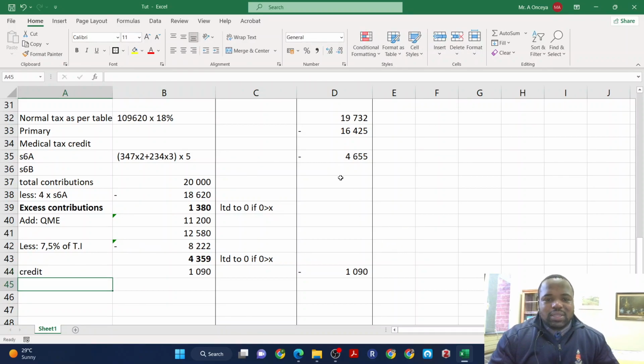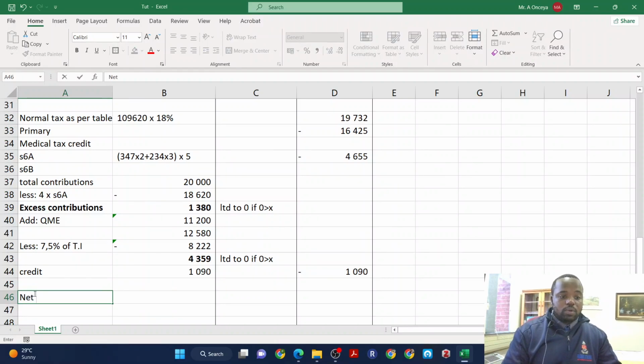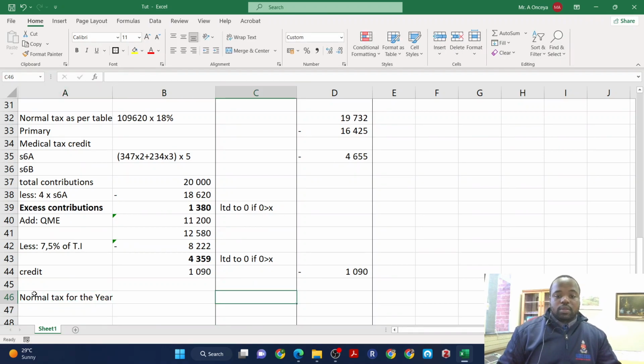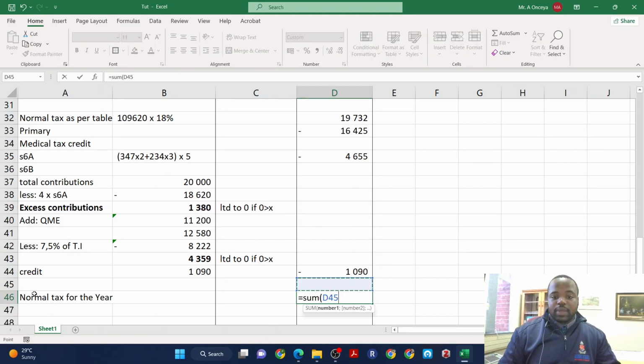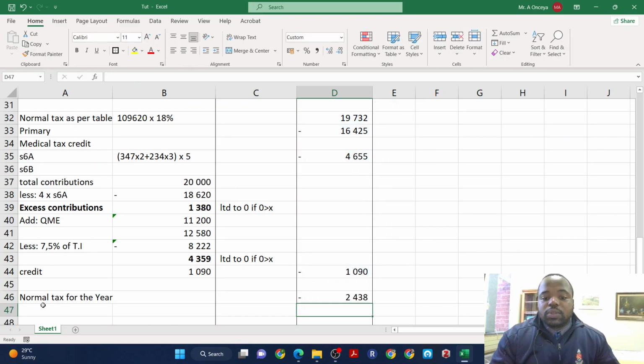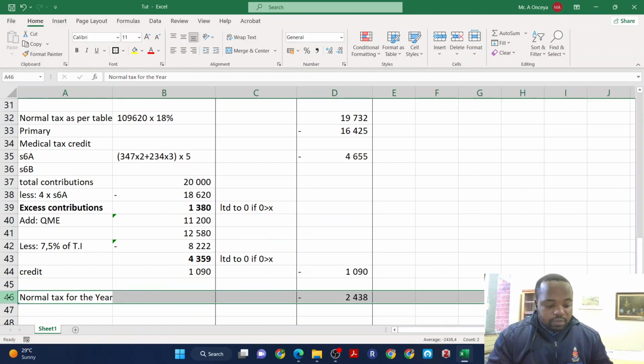And then in this case, I think it might dawn on you that, and this is why, guys, I please beg you to always calculate the normal tax for the year before you consider deducting your employee's tax, which the taxpayer paid. So our normal tax for the year is minus 2,438. So that's our normal tax for the year.